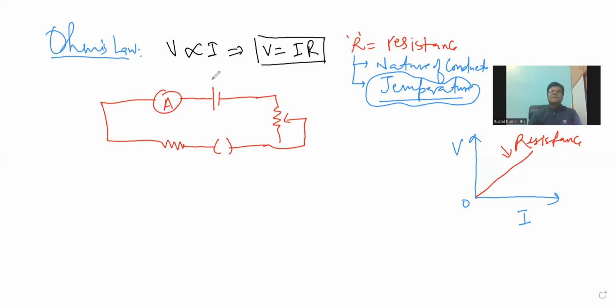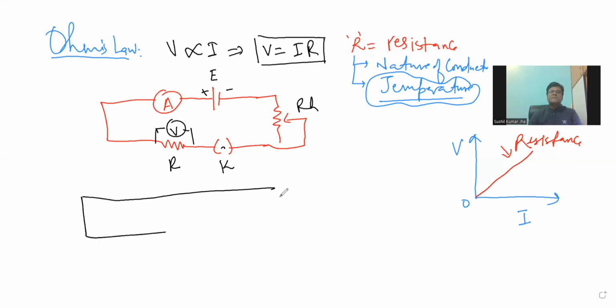ये बैटरी एलिमिनेटर है, पॉजिटिव नेगेटिव है. ये हमारा एमीटर है, यहाँ रेजिस्टेंस है. रेजिस्टेंस के साथ में पैरेलल में वोल्टमीटर लगा देते हैं. ये की है, की क्लोज कर दी, और ये रियोस्टेट है. Then if you plot a graph, this is the experimental setup.